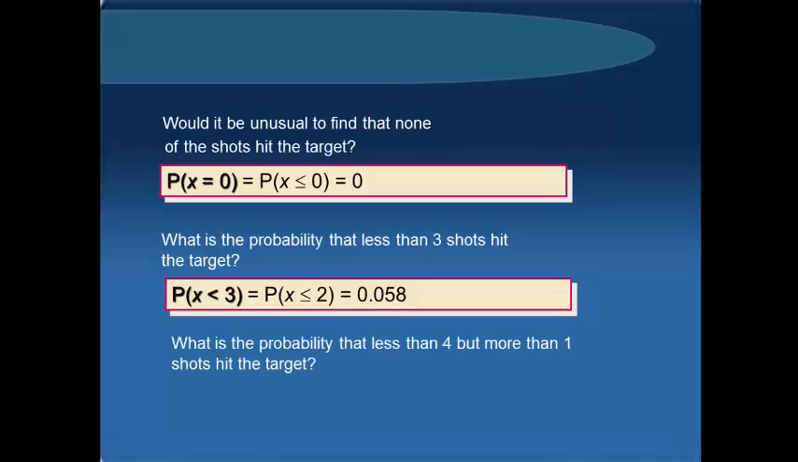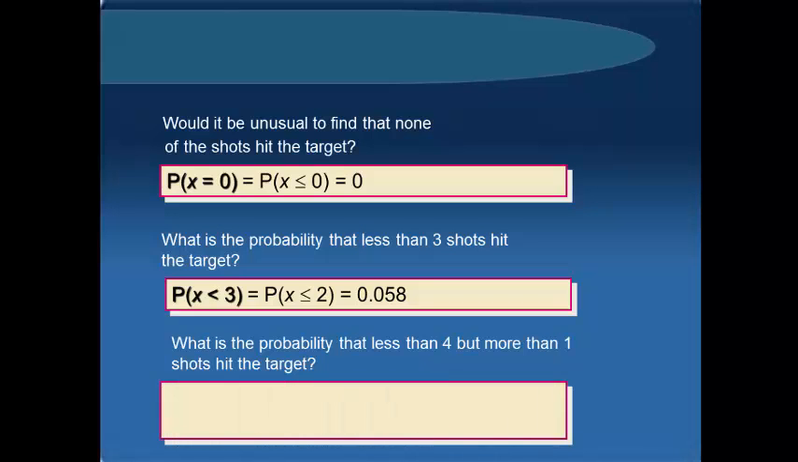What is the probability that less than 4 but more than 1 shots hit the target? The probability of x greater than 1 but less than 4 is equal to the probability of x less than or equal to 3 minus the probability of x less than or equal to 1, is equal to 0.256.